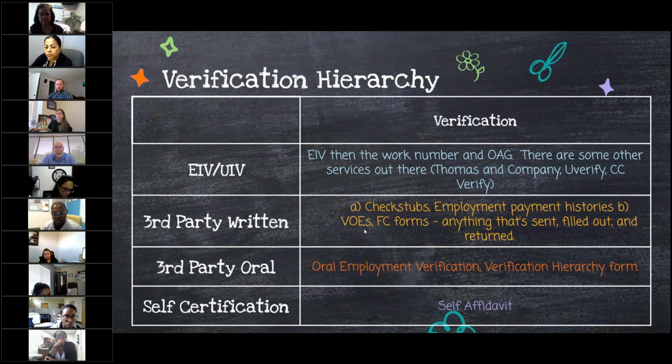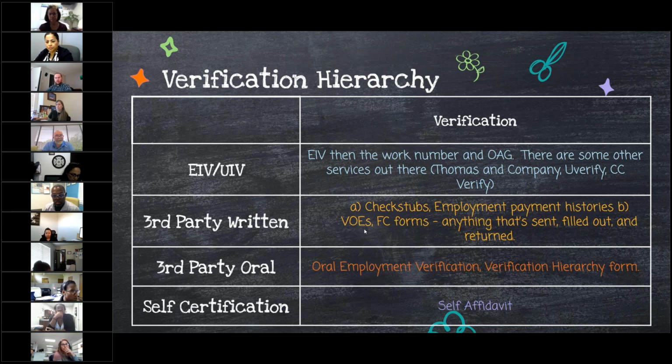For third-party oral verification, we have an oral employment verification form that you can use. Just document the answers as you're talking to them. We also have the verification hierarchy form that's a little more free flow, where you can type explaining that conversation. And lastly, if we have to, or sometimes there's no other choice, it's self-certification from the household. And here we want it to be an affidavit.